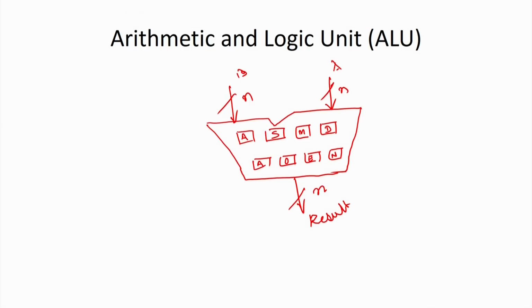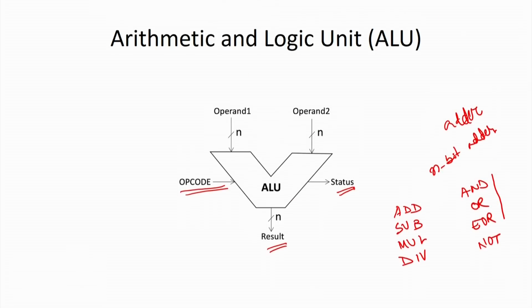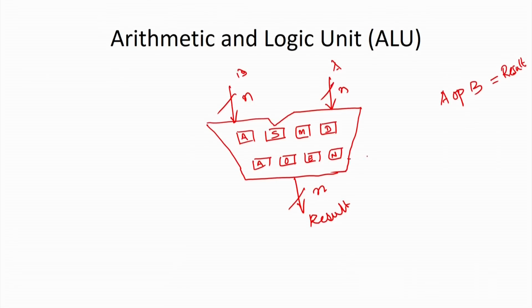Now, at any point of time we are going to give 2 inputs over here, A and B, and we are going to perform one operation, and depending on the operation we are going to get our result. Now, how are we going to select this particular operation? In the previous slide we said that we are going to get an opcode, and here we are having some status lines. One of the status lines may be the carry out. Like that we can have several status lines.